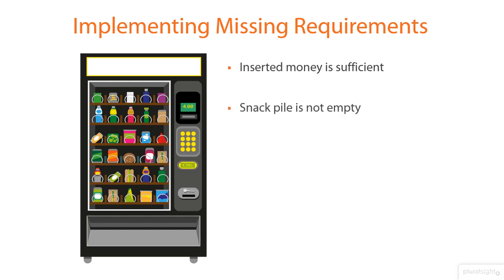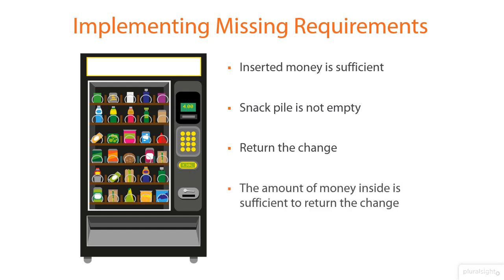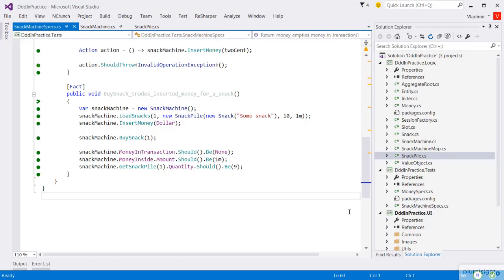Similarly, we must check if there are any snacks left in the slot. Next, we need to return the change back if the user inserts more money than needed. And finally, we shouldn't allow the purchase if there is not enough change in the machine to give the user back. Let's start with the first two requirements, as they are pretty simple to implement.